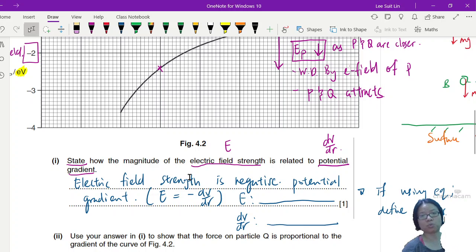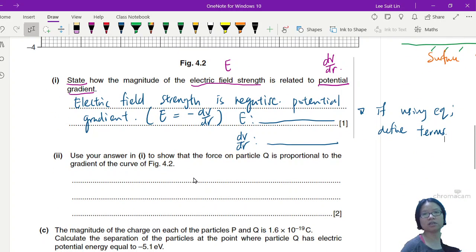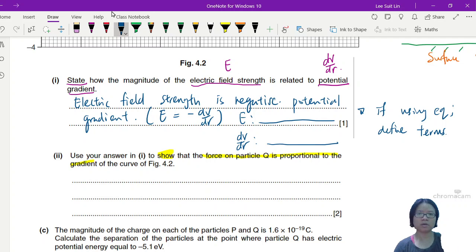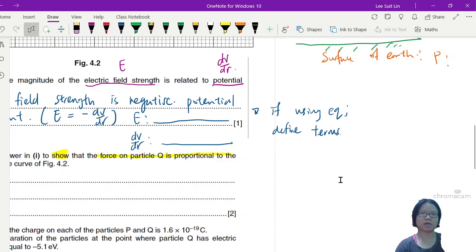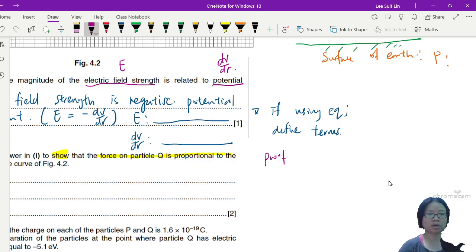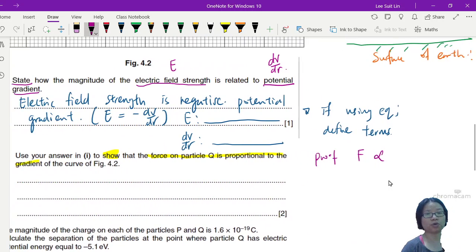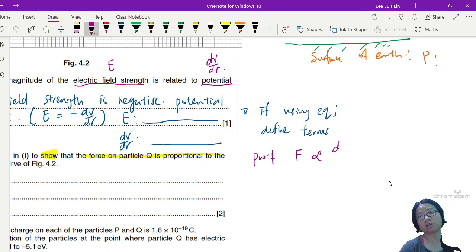Alright, so use your answer in 1. Show that the force on particle Q is proportional to the gradient in the curve. Alright, so let's think about what we want to prove. The question is asking us to prove force is proportional to the gradient of the curve, which is dV dr.